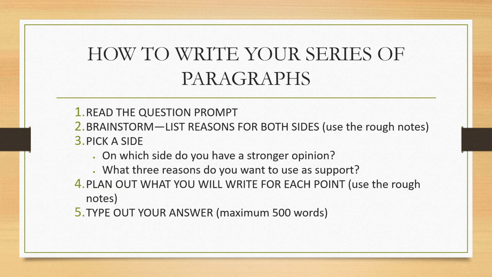Step 3, once you've done your brainstorm, you're going to want to pick a side. So look at your brainstorm, look at your agree column and your disagree column and see which one you have more points on. The one that you have the most points on is probably going to be the opinion that you have. So once you decide if you're going to agree or disagree, you're then going to want to choose your 3 reasons. So look at your brainstorm list and maybe put a star or highlight the 3 reasons that you want to expand on when you are explaining your support.